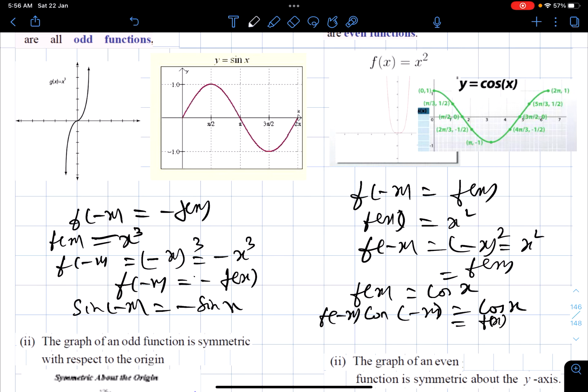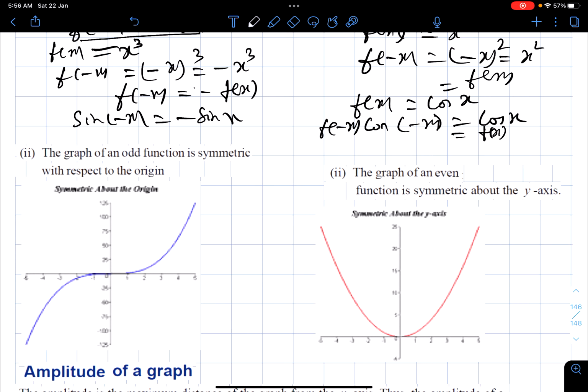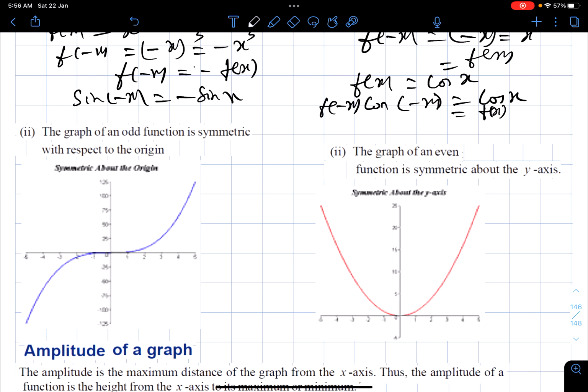Okay. So using this, you can identify odd and even functions. This point you have to remember, this is for odd and this is for even. Okay. So the graph of an odd function is symmetric with respect to the origin. So this is the graph, and it goes through the origin. Here also it is symmetric, here also it is symmetric. So you can transfer this curve here, it will come like this. It will be symmetric. Okay.